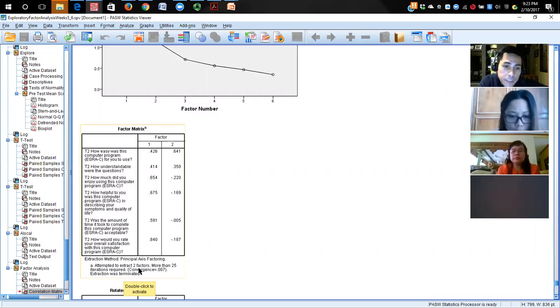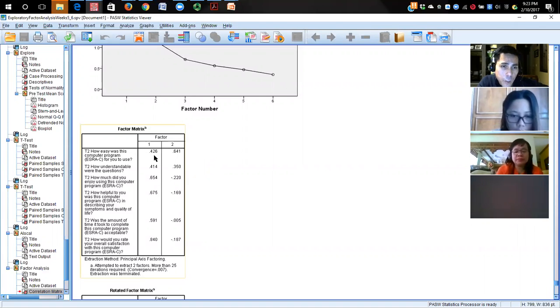This is rotating only the items that made it to the factor. So this is 0.641, and so how easy would definitely be named as usability. It's the technology acceptance model, or the TAM model, is acceptability.